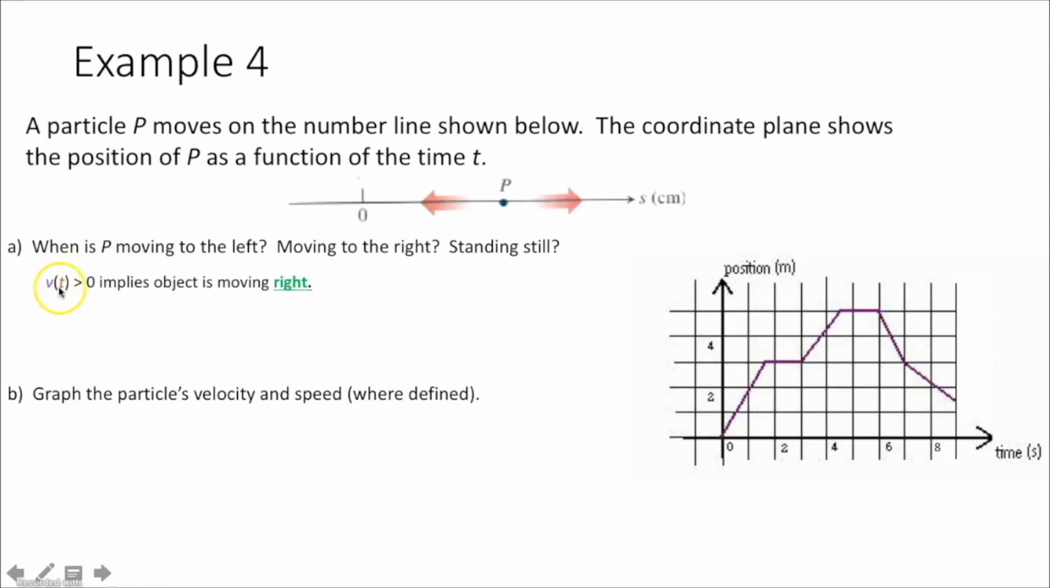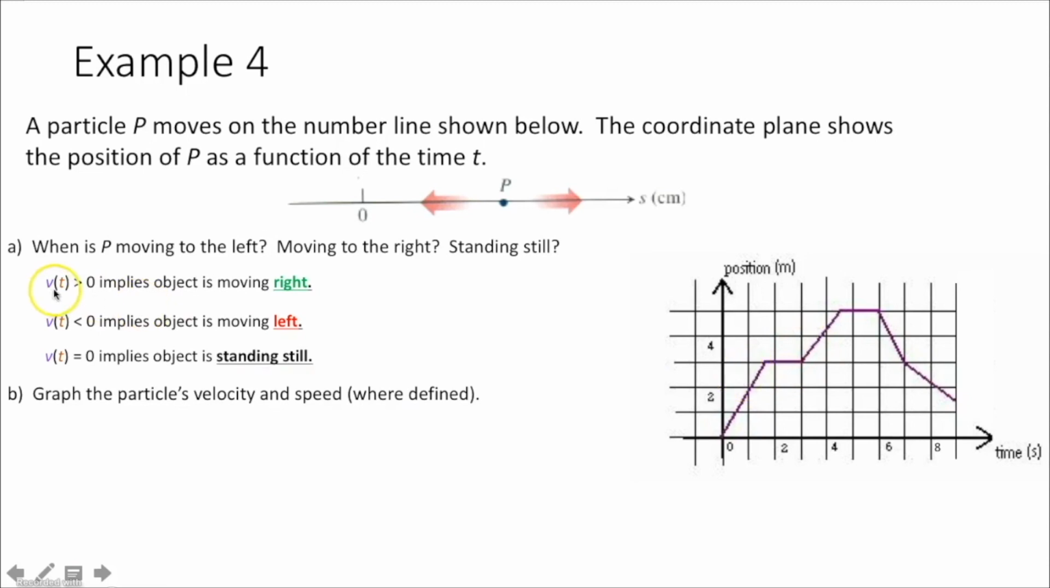Remember, when velocity is greater than 0, this implies the object is moving right. When velocity is less than 0, when it's a negative number, this implies the object is moving left. And when velocity is equal to 0, that implies the object is standing still. So if this is the position of the particle, then the velocity is going to be the derivative of the position function, which means it's going to be the slope of the given function at any point on the graph.